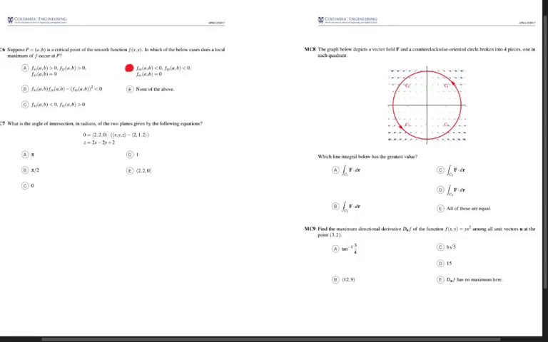Over to 7: the angle of intersection, in radians, between the two planes. The only challenge here is to recall that the angle between planes is the same as the angle between normal vectors. So extract the normal vectors, and find their angle by looking at the dot product of the unit vectors in those directions. In other words, we take the dot product of our normal vectors, 2, 2, 0 in the first case, 2, 2, minus 1 in the second case.